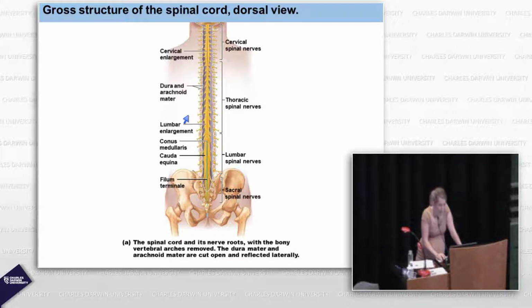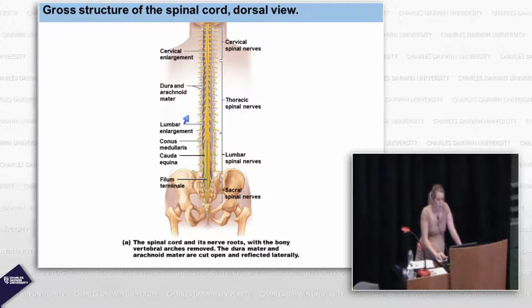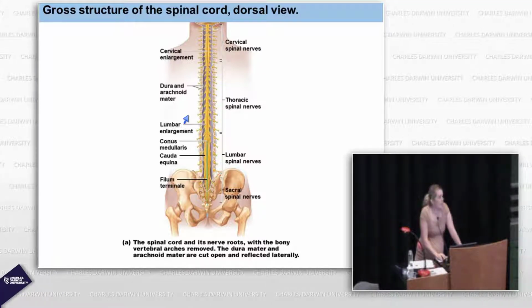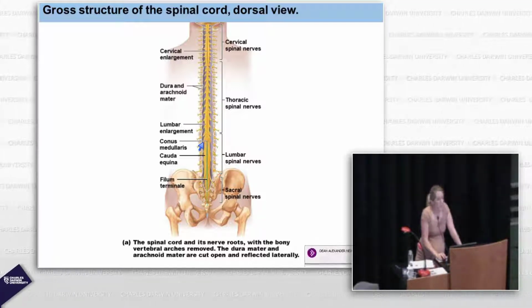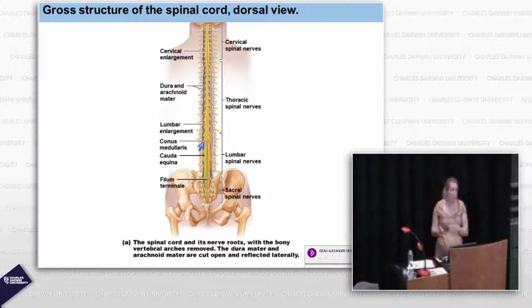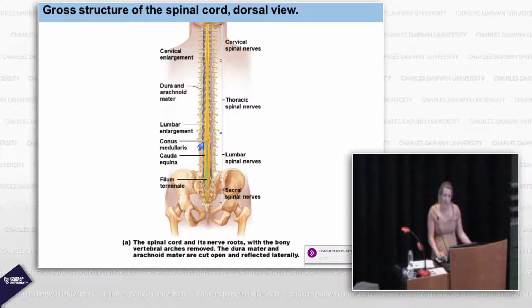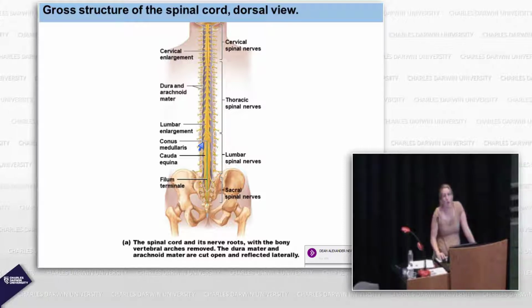Something else to note in this picture is that the spinal cord does not run the full length of the spine. It actually terminates here at the conus medullaris, and it's called that because in the cadavers, we'll have a look at some pictures a bit later, it actually looks like a cone. So that's where the actual spinal cord terminates.